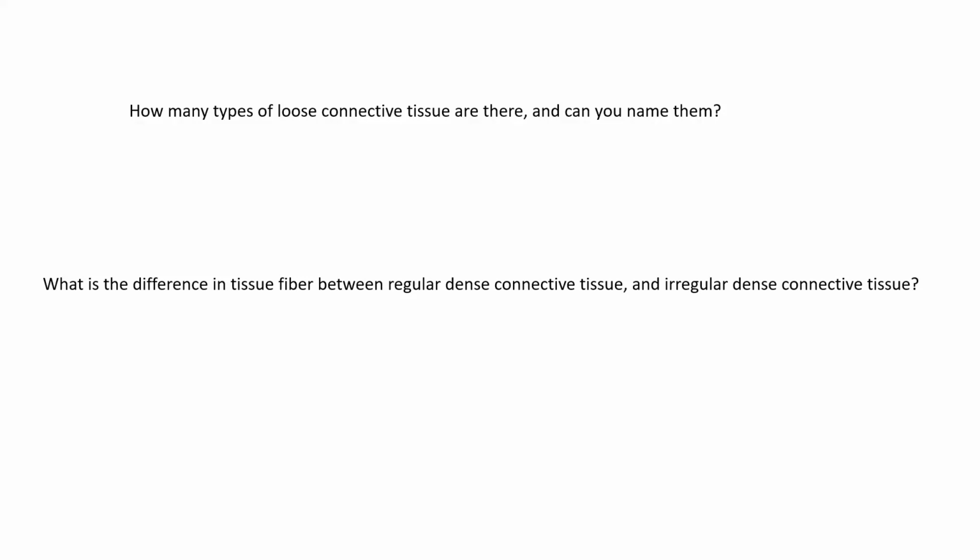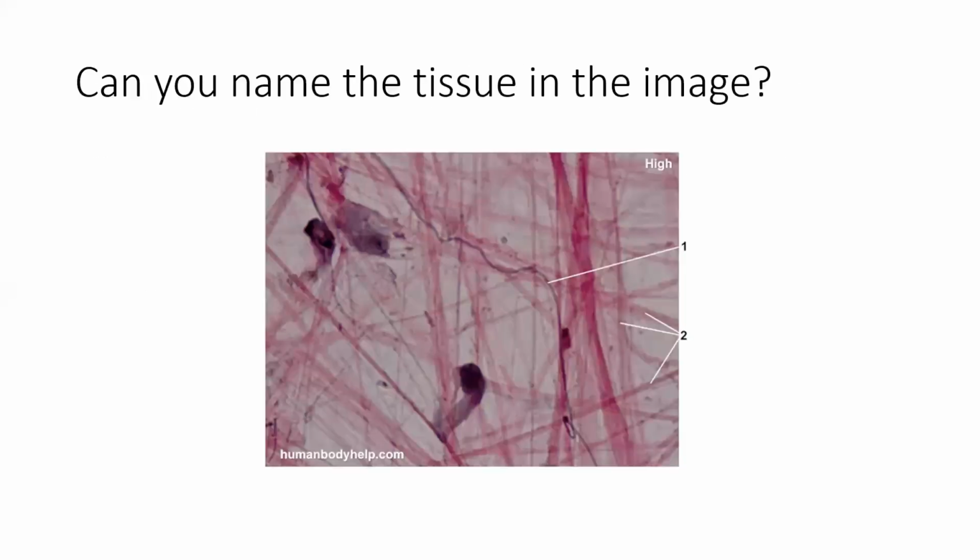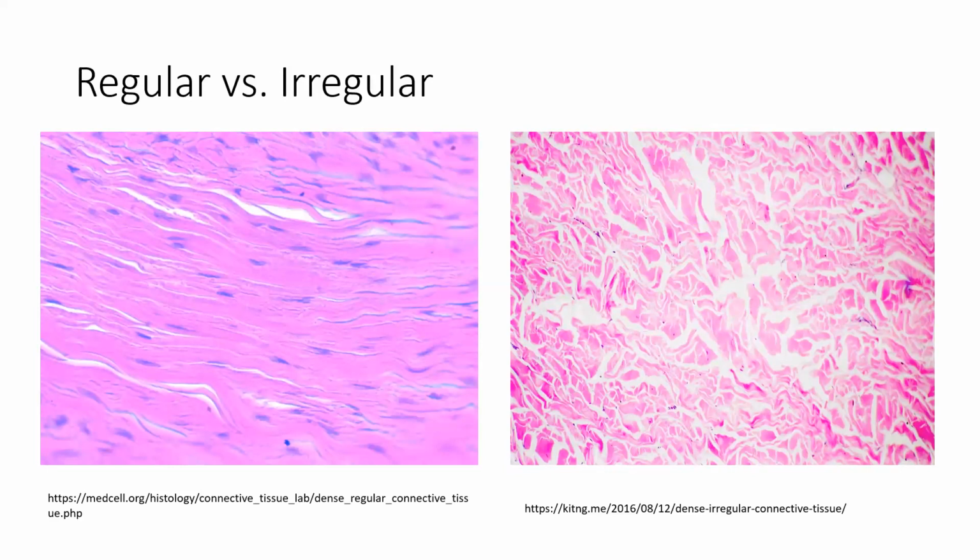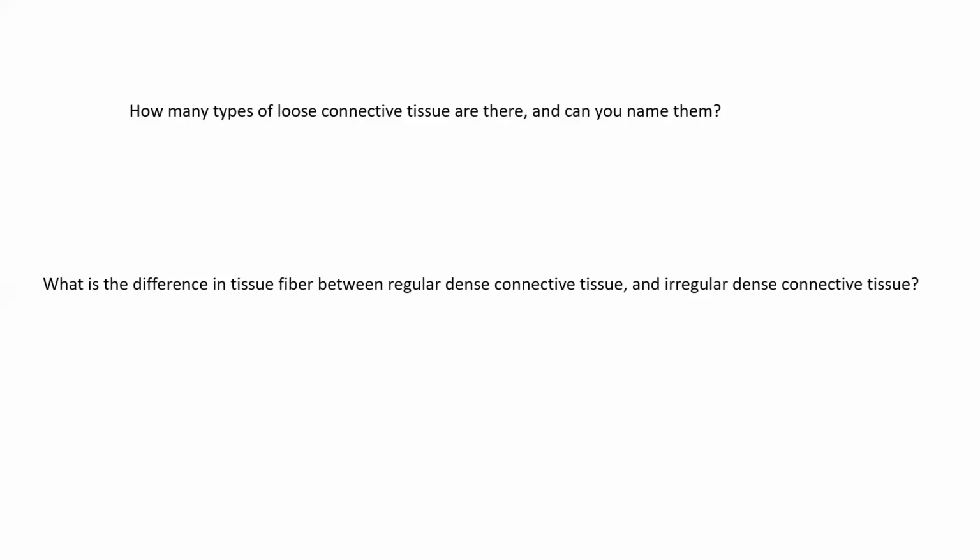The next question, what is the difference in tissue fiber between regular dense connective tissue and irregular dense? If you remember, it goes back to this image, the regular dense versus irregular dense. If you answered that the regular dense connective tissue has parallel lines and the irregular has tissue going in all directions, you would be correct.